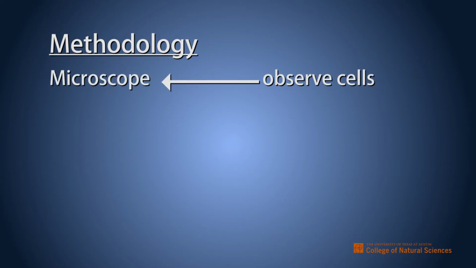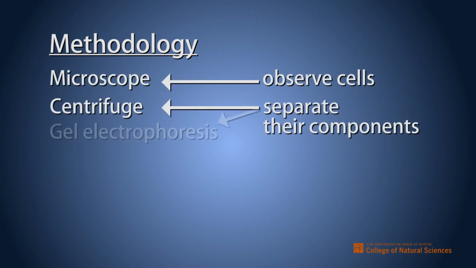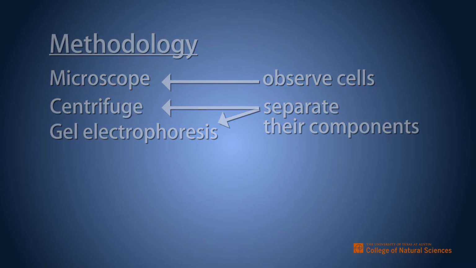So the first part of that chapter talks about methodology as to how we use microscopes, centrifuges, or gel electrophoresis to observe the cell, isolate the components such as chloroplast or mitochondria, DNA or protein, separate them in the gel electrophoresis and study their function. So that is the first part.